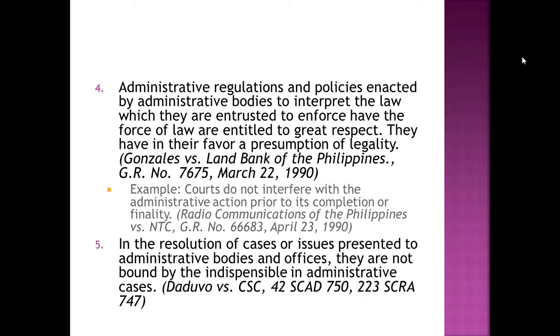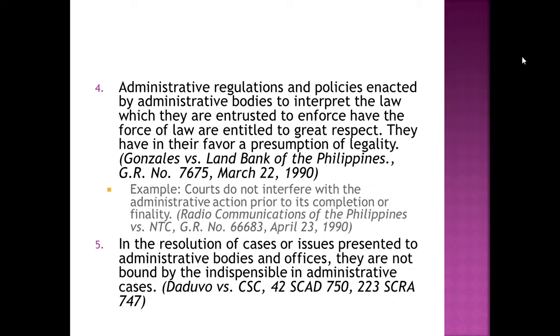Number four, administrative regulations and policies enacted by administrative bodies to interpret the law which they are entrusted to enforce have the force of law, are entitled to great respect. They have in their favor a presumption of legality.